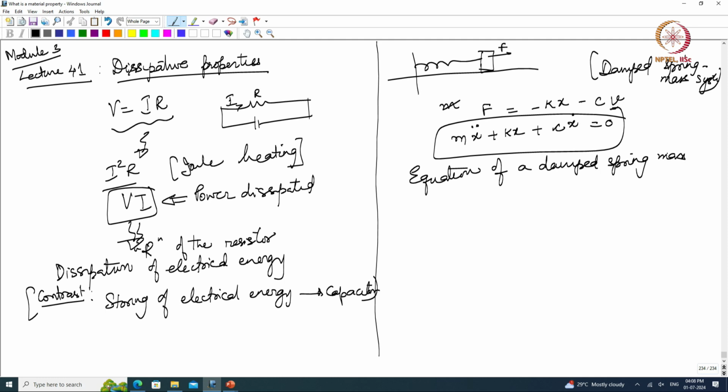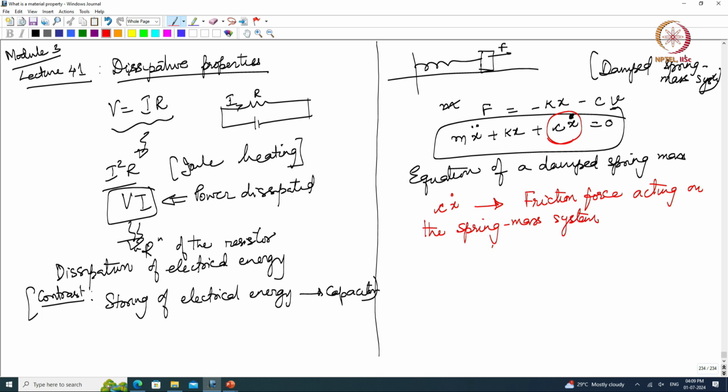And the damping here, right. So, x dot is the velocity, which tells me about something moving. So, this term C x dot tells me the friction force acting on the spring mass system, and that friction force is responsible for damping the spring mass.